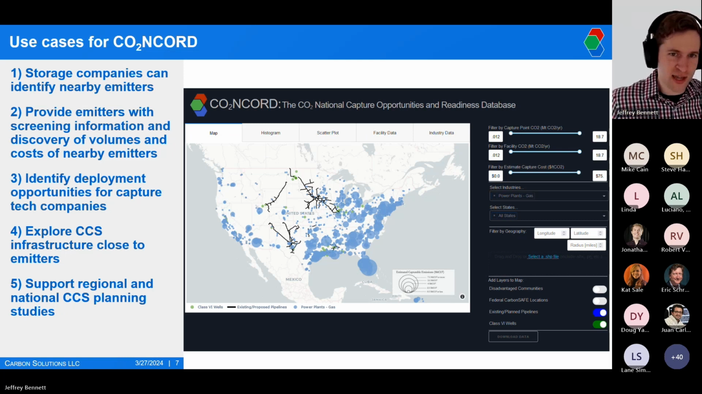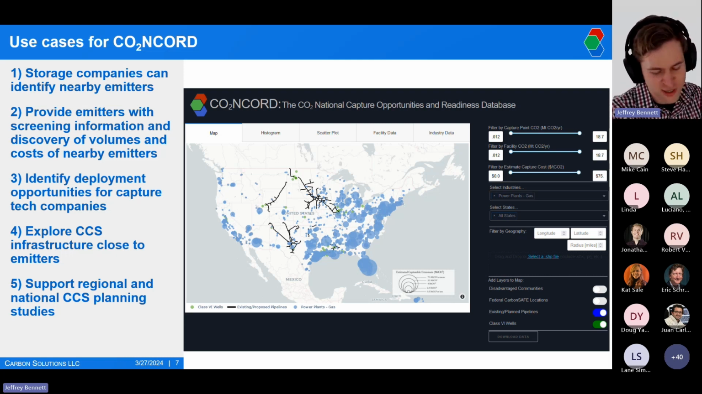The first one, and a number of these we have already worked on projects for, and could be happy to share more information if you wanted to. So the first example is, what if an organization is planning to develop a CO2 storage site? Maybe they're putting in a Class 6 well application, and they want to find out what emitters are in the area. You can put the coordinates into NCORD and identify all the different emitters nearby and the estimated cost of capture. That can provide a kind of calling list of, as you're developing out the site, what emitters you might want to be talking to or start talking to.